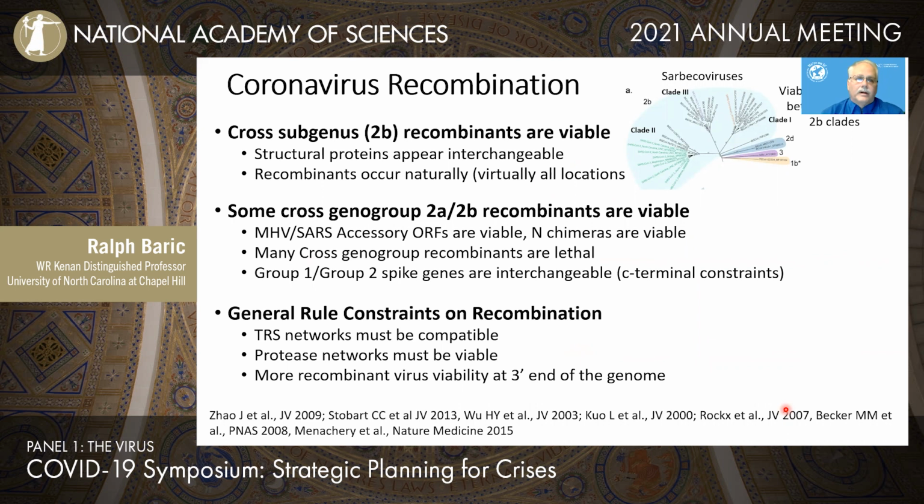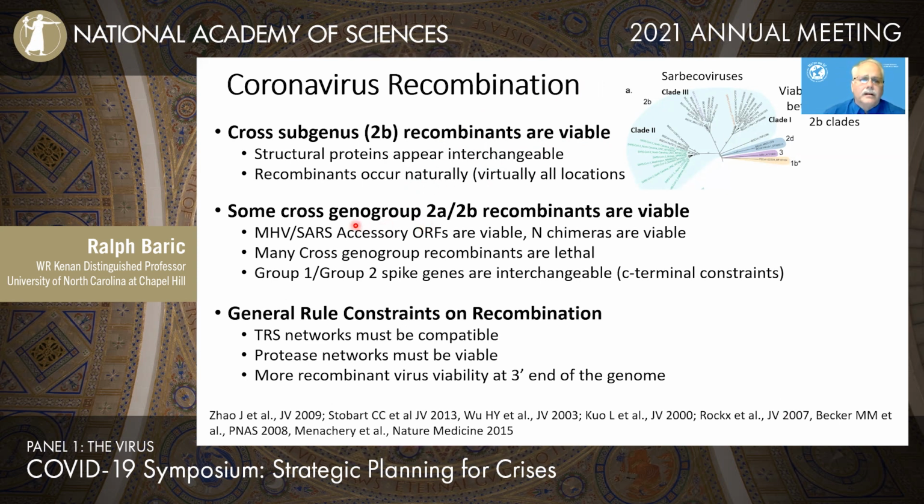What else do we know about coronavirus recombination? Within a subgenus like the sarbecovirus, many recombinants are viable. Structural proteins appear to be interchangeable. Recombination events can occur naturally, virtually at all locations across the genome.